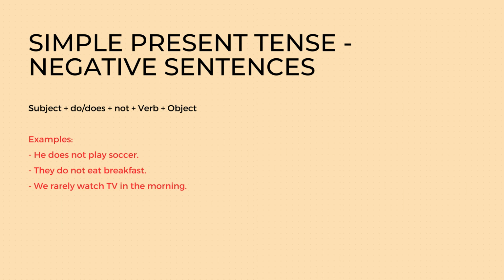Another example is, they do not eat breakfast. Here, they is the subject, do not eat is the verb, and breakfast is the object. Lastly, we rarely watch TV in the morning. In this sentence, we is the subject, rarely watch is the verb, and TV in the morning is the object.